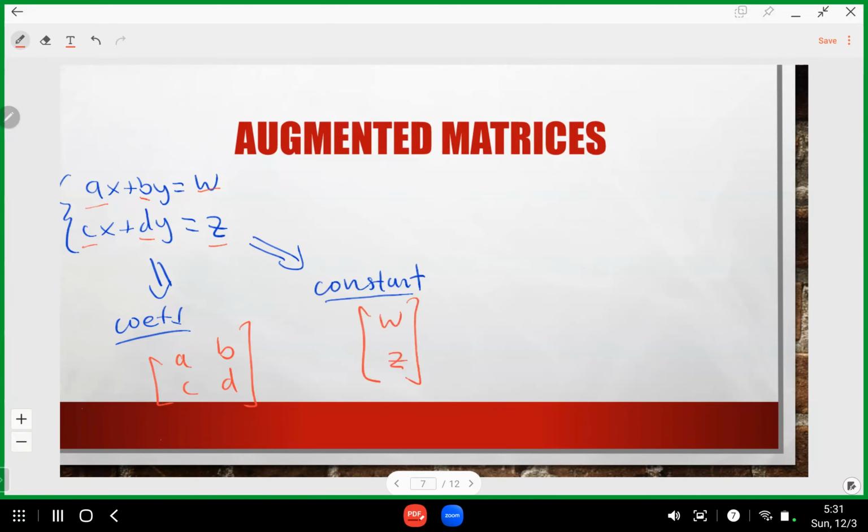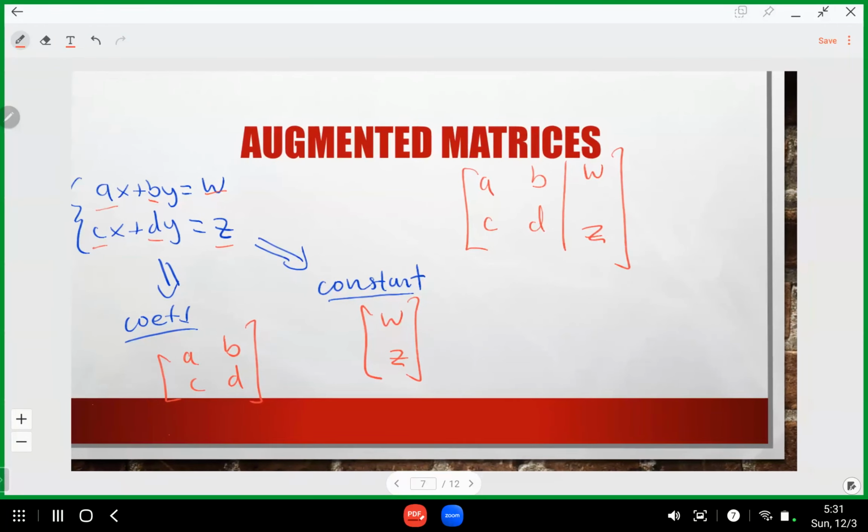And here we can have the coefficient and the constant. We can combine them to make an augmented matrix, which would model the whole system, right? It looks something like this: A, B, C, D, and then W and Z. So this straight line here kind of models the equation line. All right, so that's what an augmented matrix is.